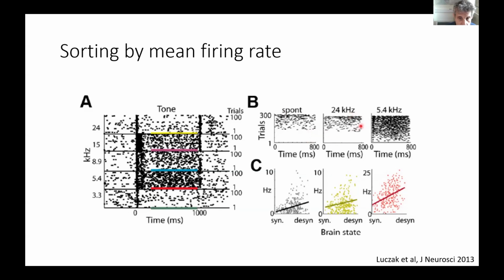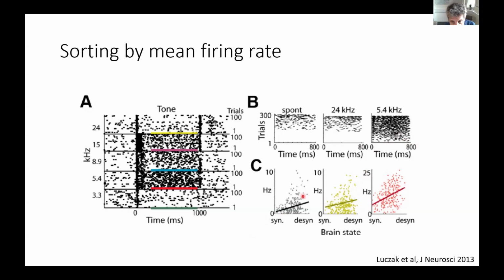If we look at 24 kilohertz, which is the tone that gave us an onset response and an offset response, but no sustained response, and we sort it by firing rate, we see a similar sort of distribution to what we got in the spontaneous activity. But if we look at now 5.4 kilohertz, which is the one with the sustained response, we see that there's a high firing rate in all of the trials, but still we have this variability. So even then, on some trials, there's no responses.